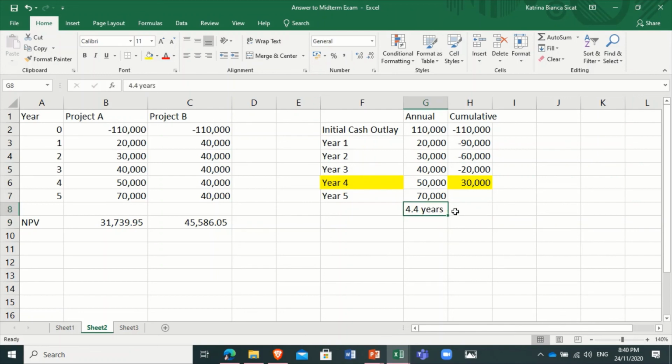Actually meron pang isang paraan para mag-compute ng payback period, yung tinatawag na discounted payback period using the rate, no? Yung rate na ginamit natin dito. You have to incorporate that to your cash flows, but since we don't want to make everything more complicated for you guys, okay na sa akin tong simpleng payback period.